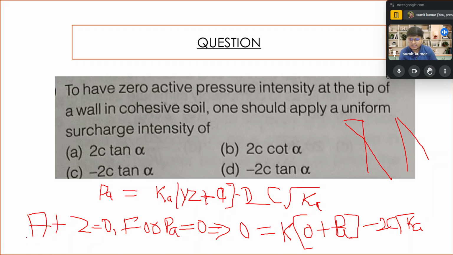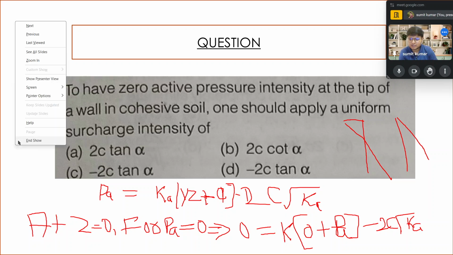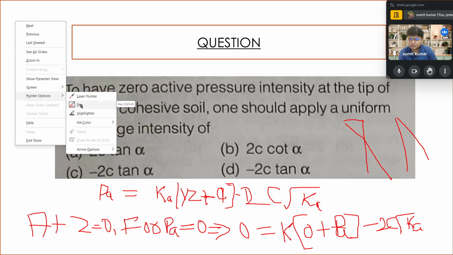Okay, eraser. Yes. Eraser is not working. What's the problem?